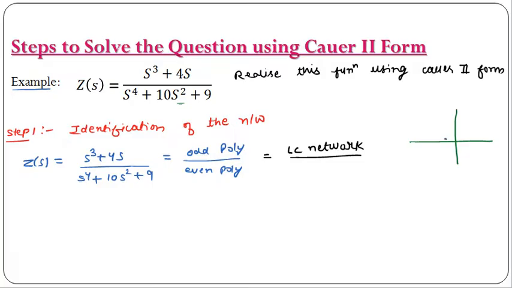So if you are getting zero close to the origin instead of pole, it means the zero is lying near the origin, then this indicates that the given function will be of an RL network. And if you are getting a pole near to the origin, then this indicates that this is the RC network function. Okay, but in this question we are getting even polynomial by odd polynomial, so this indicates that the given function Z of s is of the LC network.